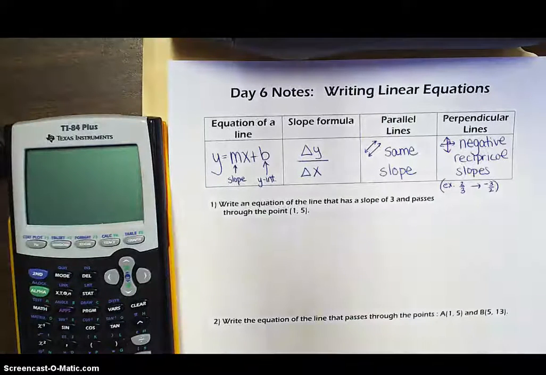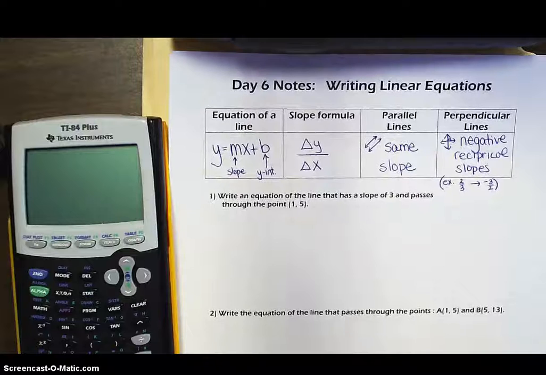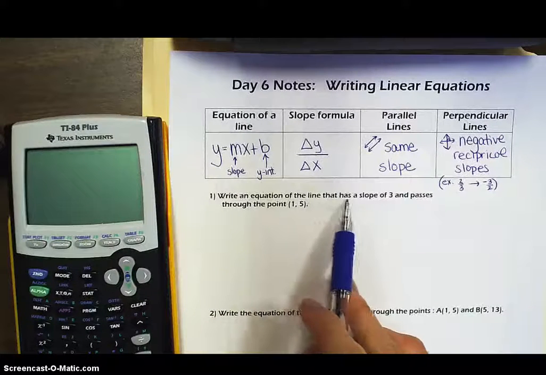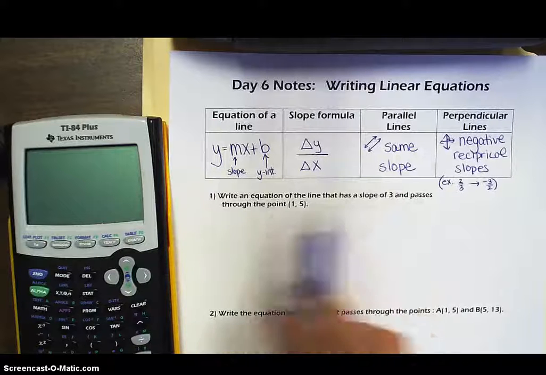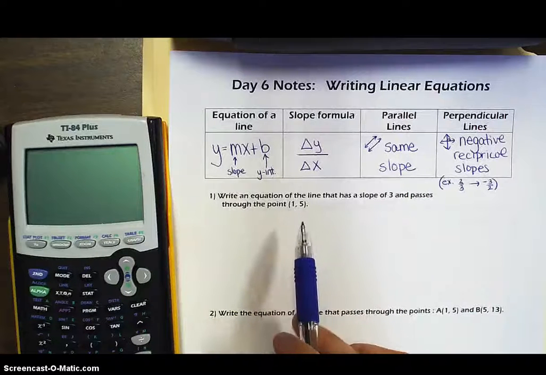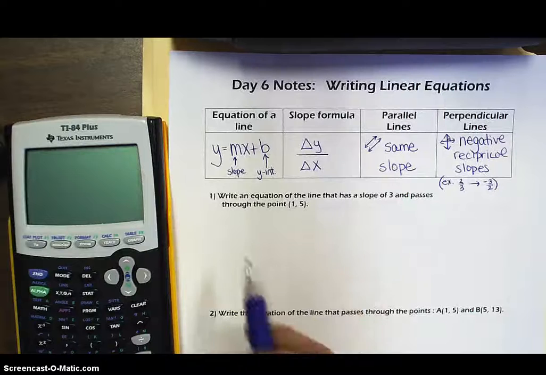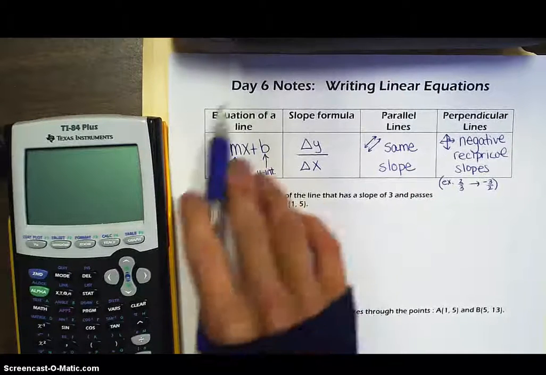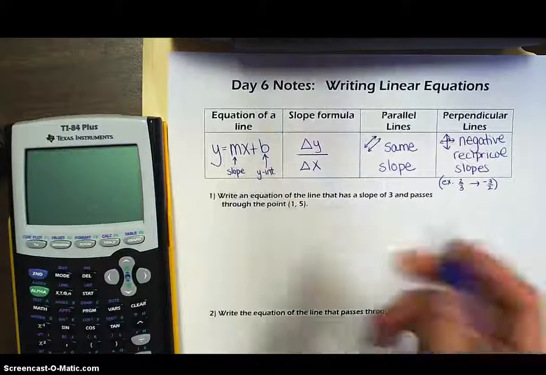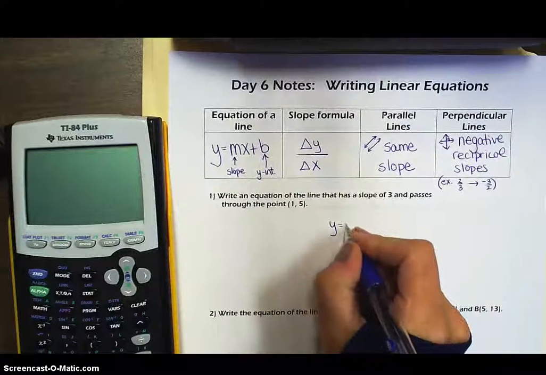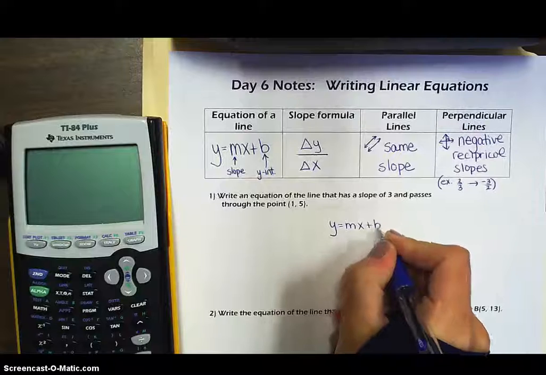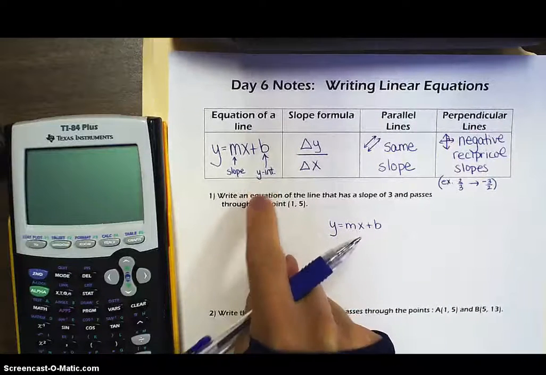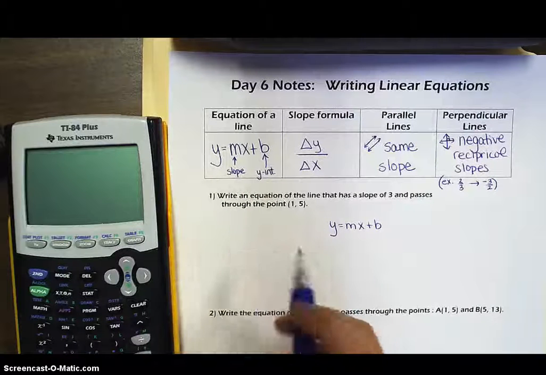Now that we have our little reminders, let's jump into our first question. Number 1: write an equation of the line that has a slope of 3 and passes through the point (1, 5). By reading this, I see that I have to write the equation of a line. I know my equation of a line is y equals mx plus b, so I need to fill this in. To do that, I need the slope and the y-intercept. Read the question one more time and let's see if we can find those.